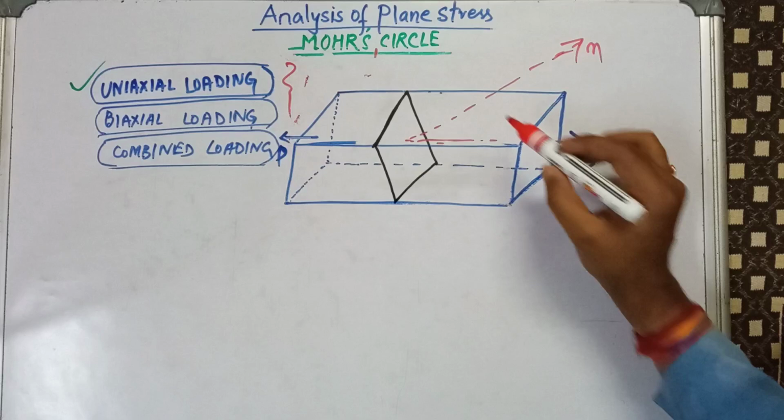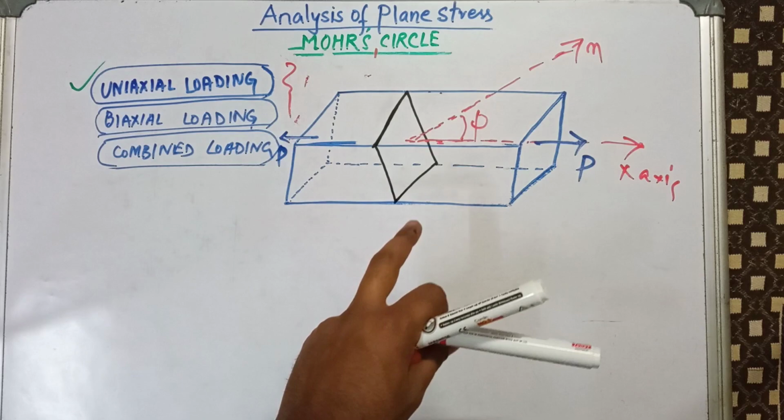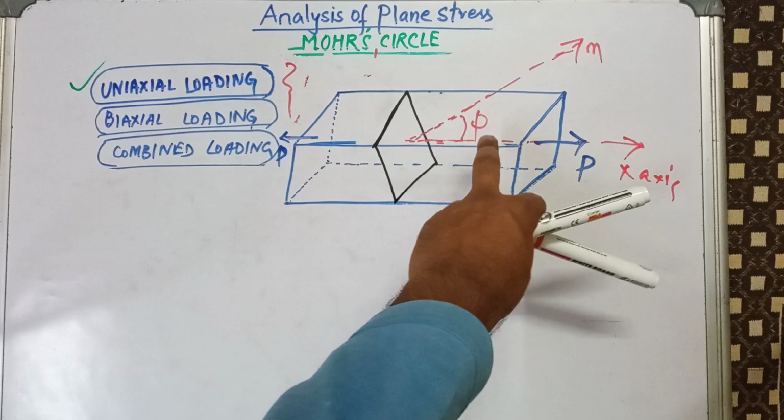Let this normal be making an angle of phi with respect to the x-axis. So how will we define this plane? This plane is defined like this. The normal to this plane is making an angle of inclination of phi with respect to the x-axis.